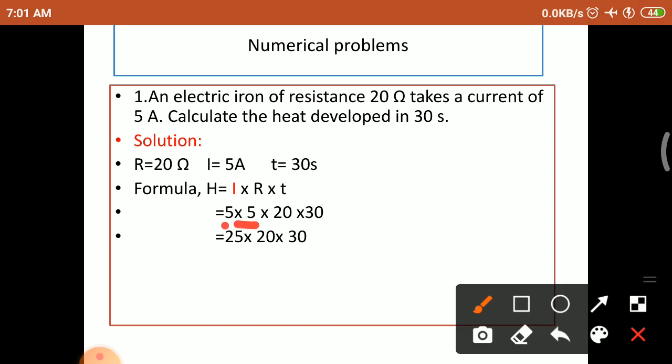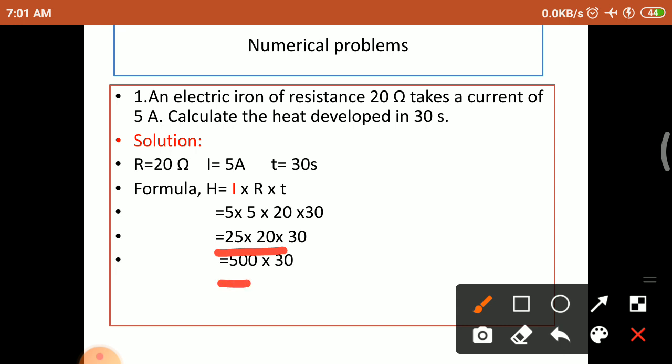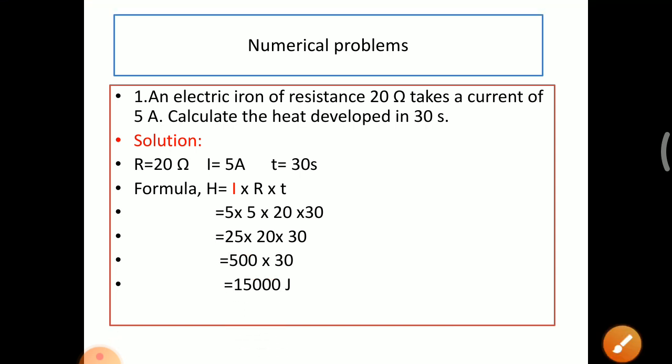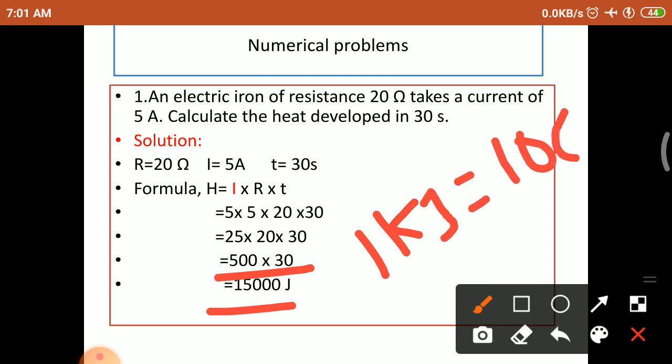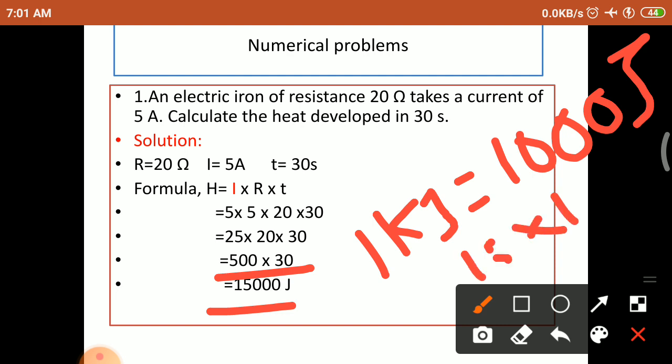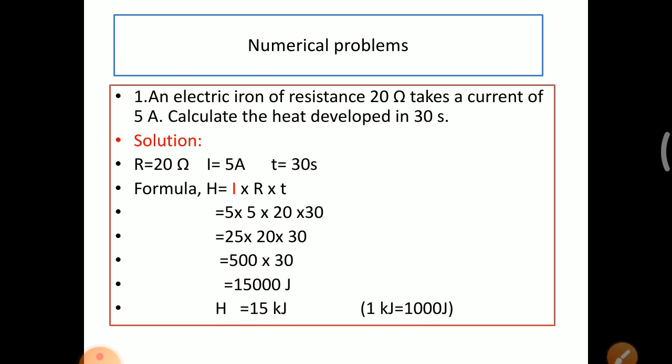If you multiply 5 into 5, you get 25 into 20 into 30. Then 25 into 20 is 500 into 30. The next, 500 into 30 equal to 15,000 joule. You know that 1 kilojoule equal to 1000 joule. So 15 into 1000 joule. So H equal to 15 kilojoule because 1 kilojoule equal to 1000 joule.